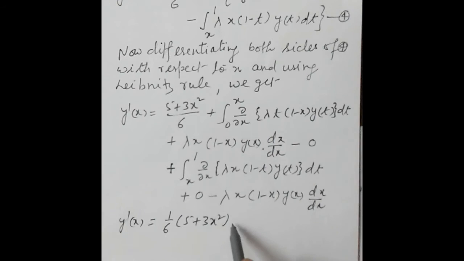So this implies y dash x equal to 1 by 6 (5 plus 3x square) plus the integral from 0 to x minus lambda t y(t) dt plus the integral from x to 1 lambda (1 minus t) y(t) dt. This equation is denoted by 5.